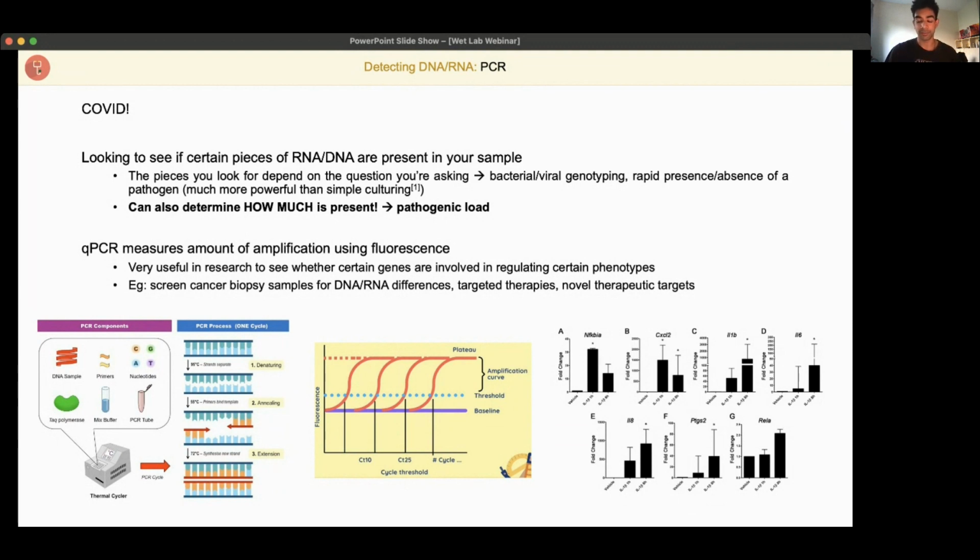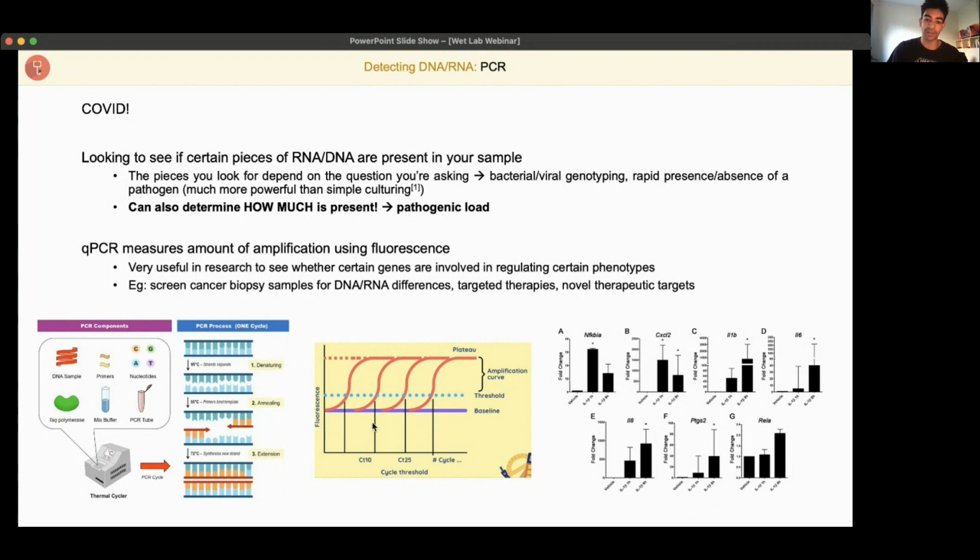You can do that for viruses and pretty much any pathogen. So it's quite a powerful technique to use both in lab studies and in clinical medicine. In lab studies, it's mainly used to check whether a gene is being expressed or not, or how much of a gene is being expressed. So you can even use this to detect RNA.